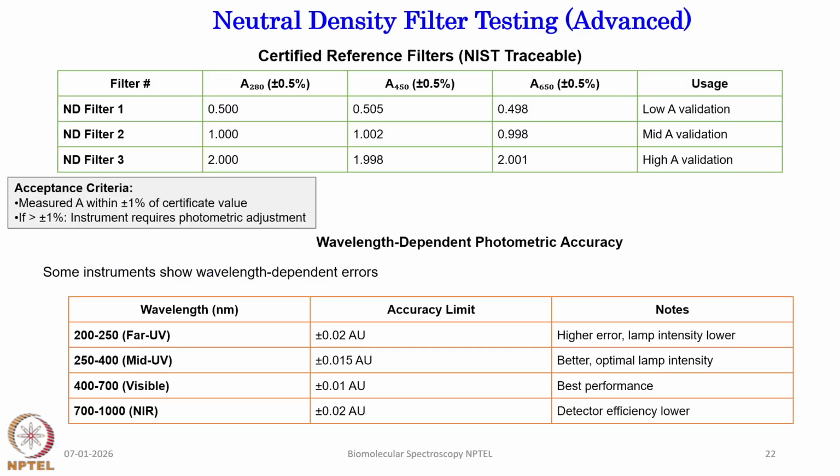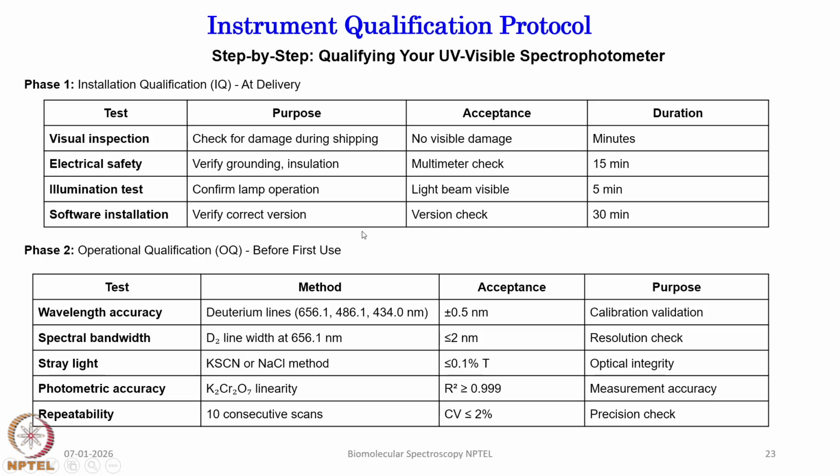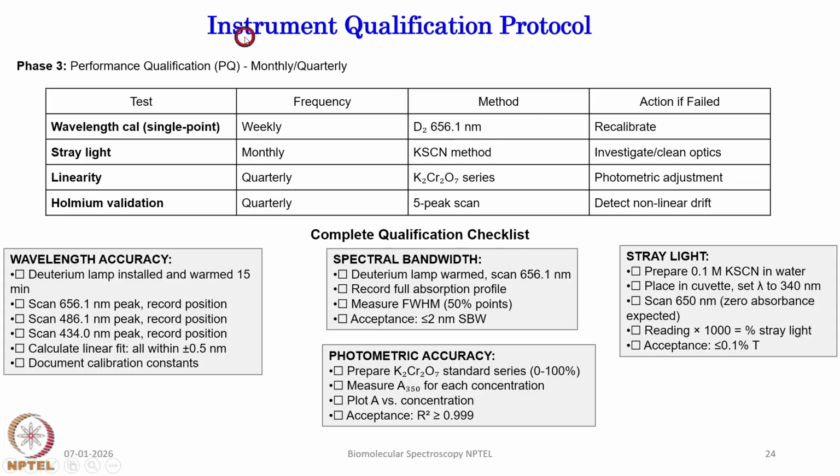Now, there are guidelines on filters, what range should be used, and how we do the photometric accuracy measurement, and one can take that into consideration during installation qualification, operational qualification, and then performance qualification. For performance qualification, one has to do wavelength verification, stray light, linearity, and lamp validation on the various samples that you use. I leave it to you to go through the details of this information that I am sharing.